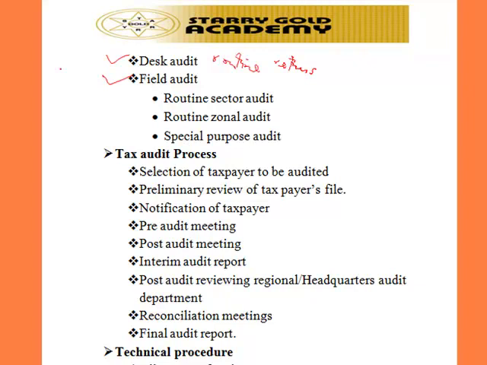The other type of audit is the field audit, which is carried out outside the tax office at the premises of the taxpayer. The essence is that it affords the relevant tax authority or the tax audit team the chance to audit all the books of records and accounts of the taxpayer. But usually the relevant tax authority would pre-inform the taxpayer of the intention to audit the accounts of the company for tax purposes. Field audits are of varying types. We have routine sector audit, routine zonal audit, and then special purpose audit. The sector audit covers companies operating within the same industry.